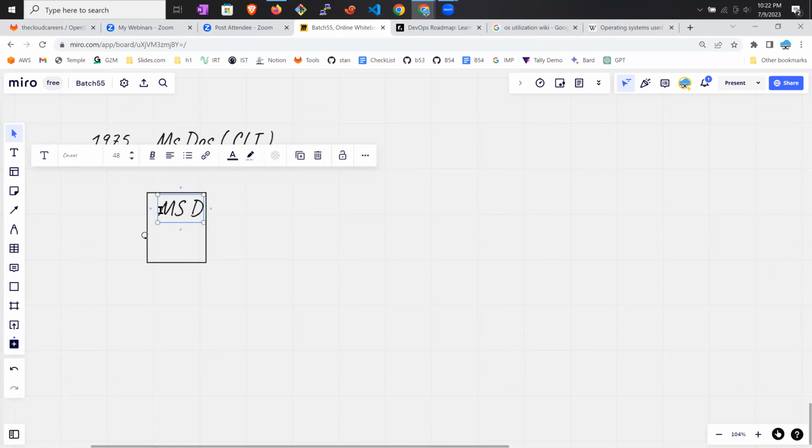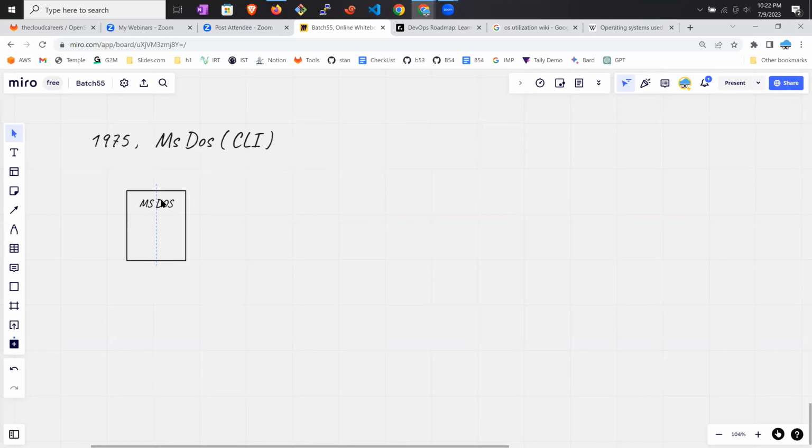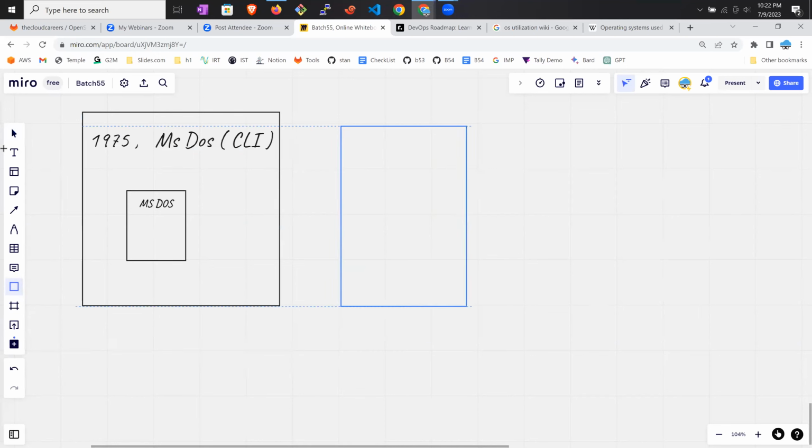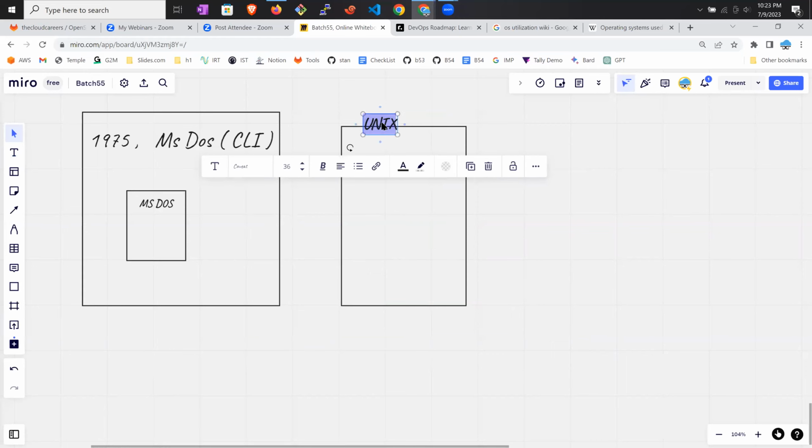This was introduced by Microsoft as a command line operating system, and it started in the 1980s. Even though MS-DOS gained popularity, with respect to stability and running very big applications, it was not well suited. Then in the 1980s, a brand new solution was introduced called Unix. Unix is also one of the most popular command line operating systems.